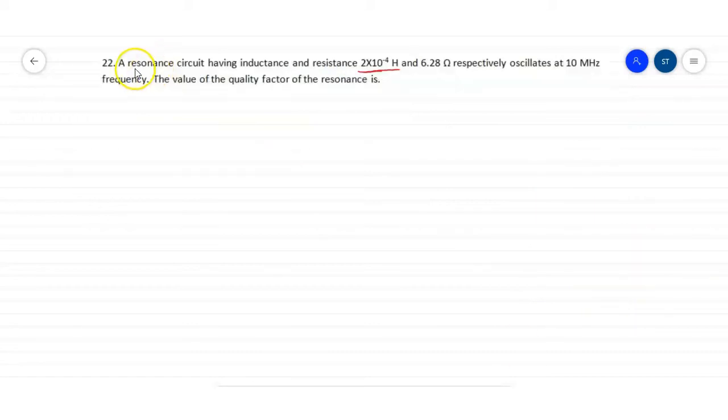Hello everyone. The question given is: a resonance circuit having inductance and resistance 2 into 10 power minus 4 Henry and 6.28 ohms respectively oscillates at 10 megahertz. Here note this is a resonance circuit. The value of the quality factor is, in general, the formula for the quality factor is given as 1 by R into root L by C.